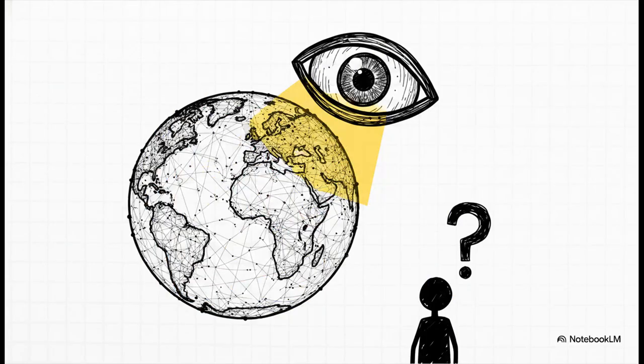Which leaves us with one final and honestly pretty provocative question to ponder. As these models master the hidden networks of our lives, from our biology to our digital footprint, are we really ready for AI that understands the intricate web of our world even better than we do?